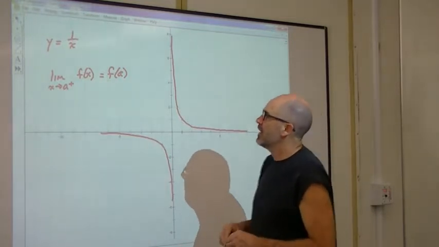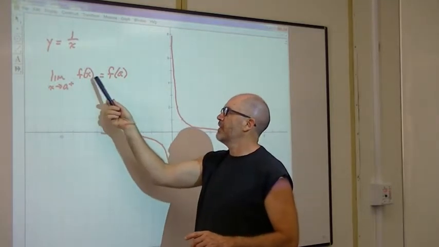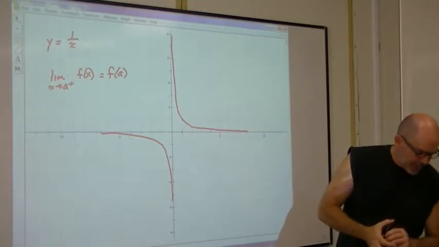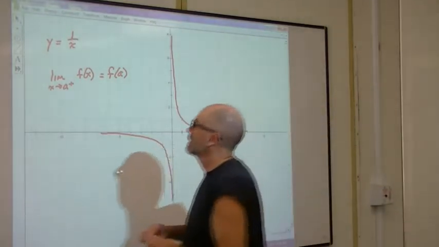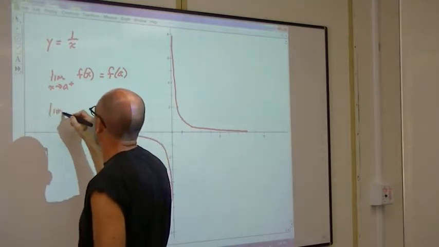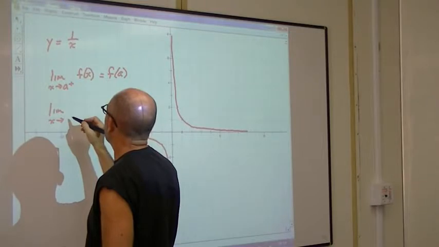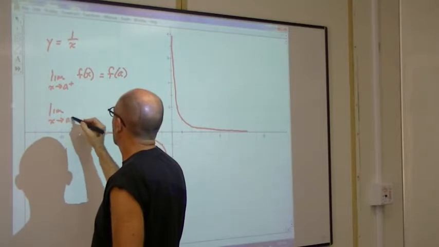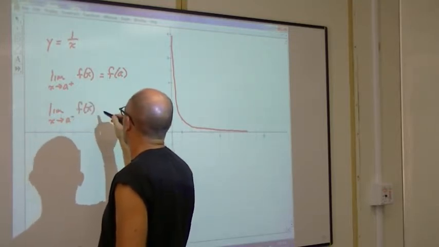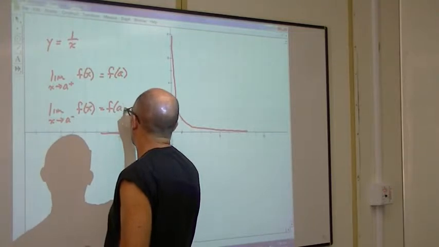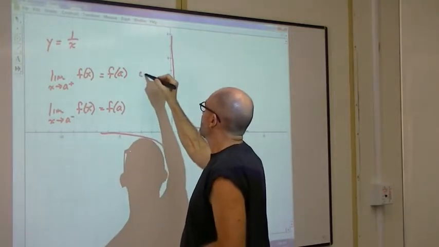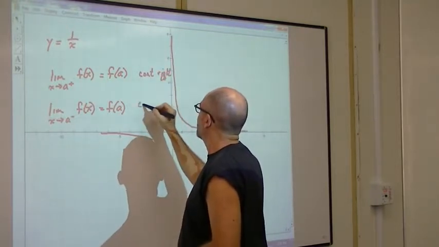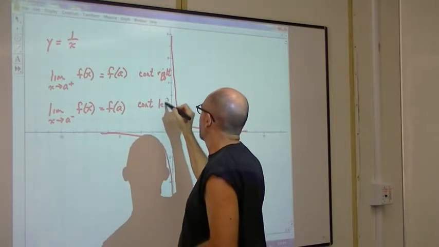Basically, the limit of everything to the right of 0 of f of x will be continuous. Then, same thing, the limit of everything left of a. So this is continuous to the right, and this is continuous to the left.